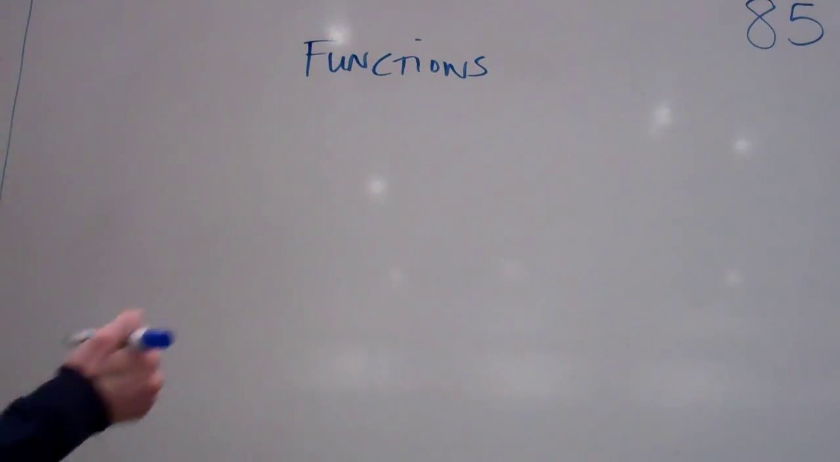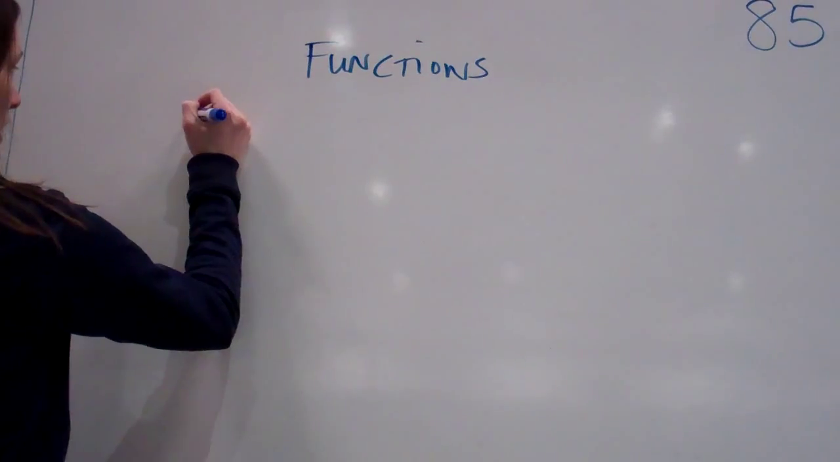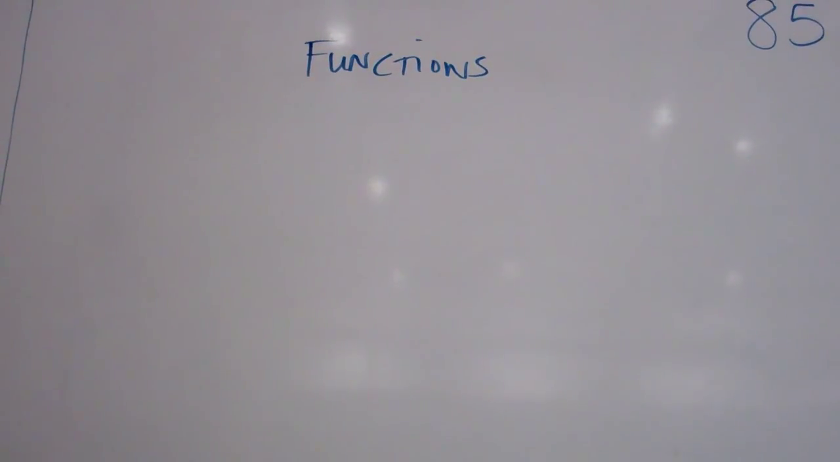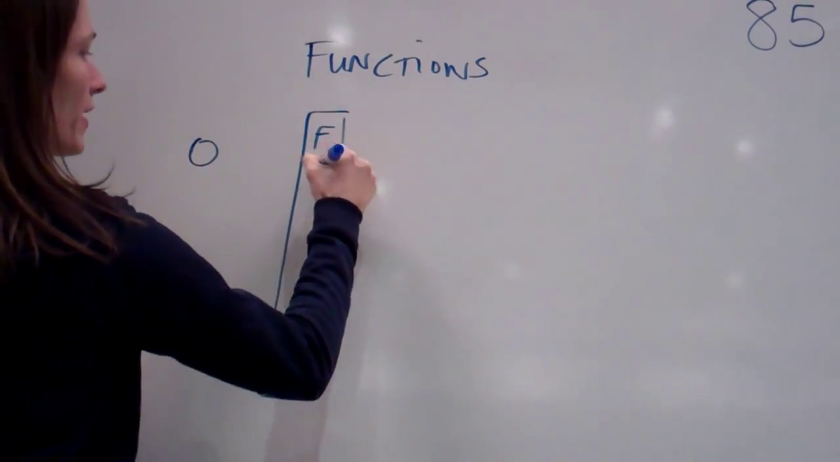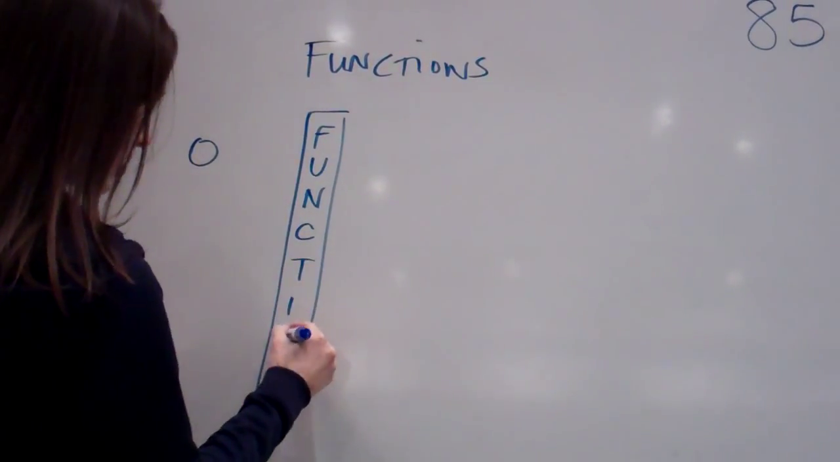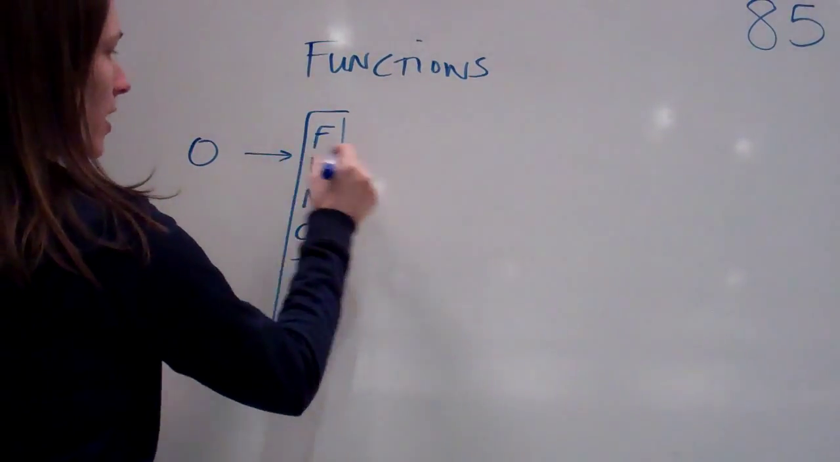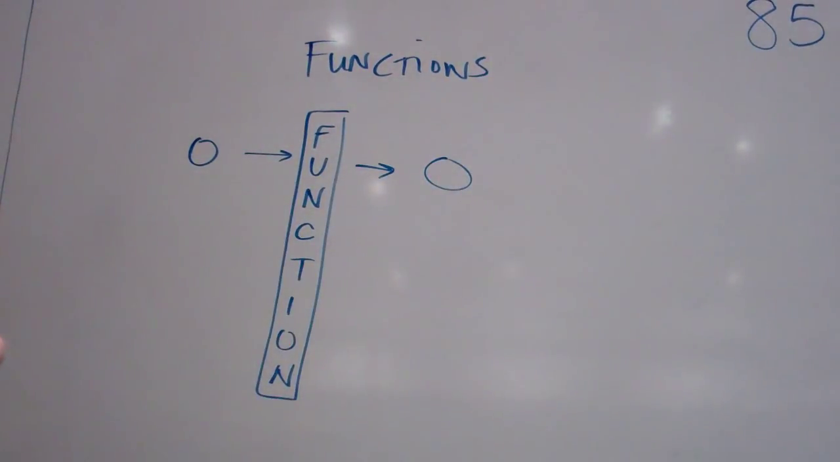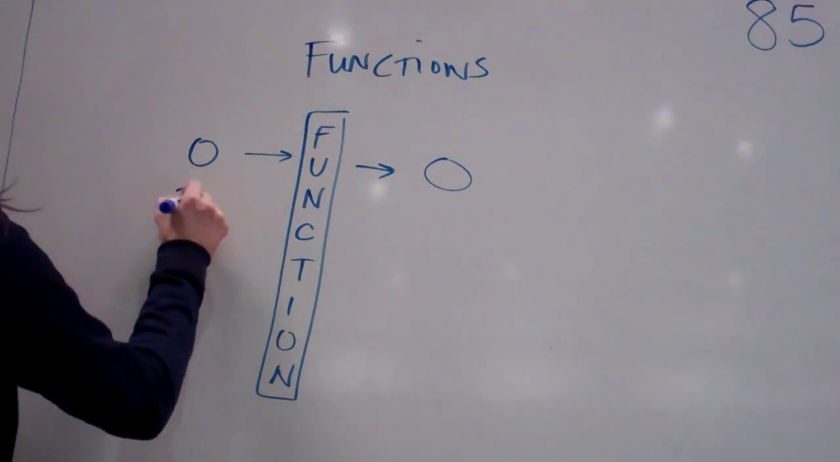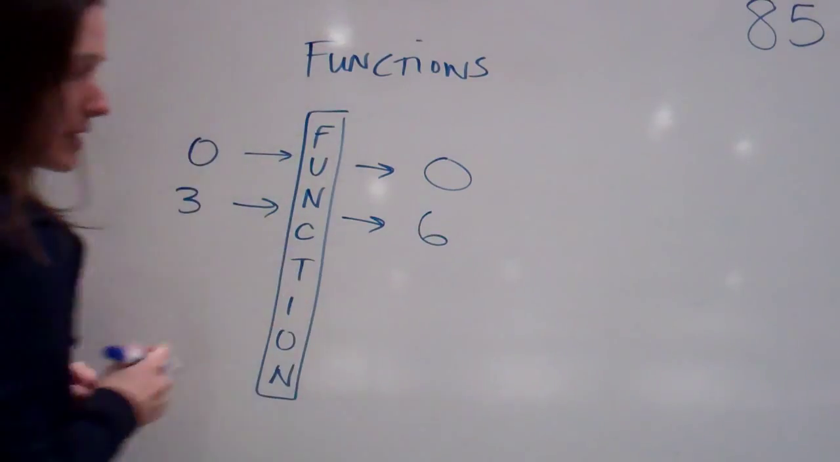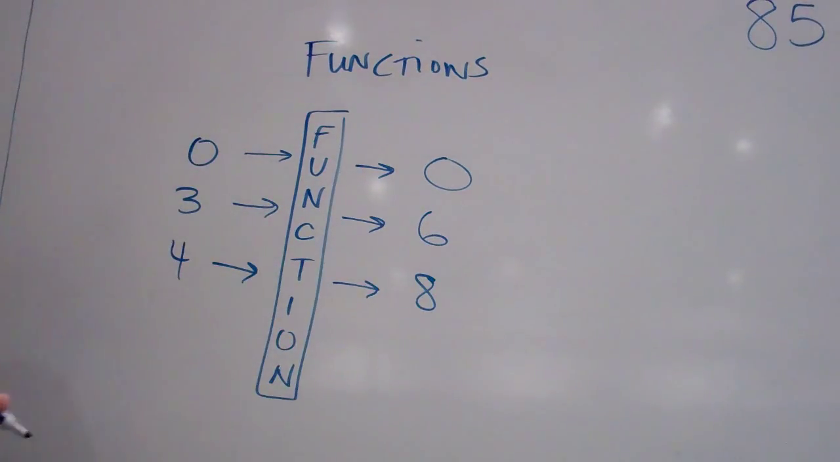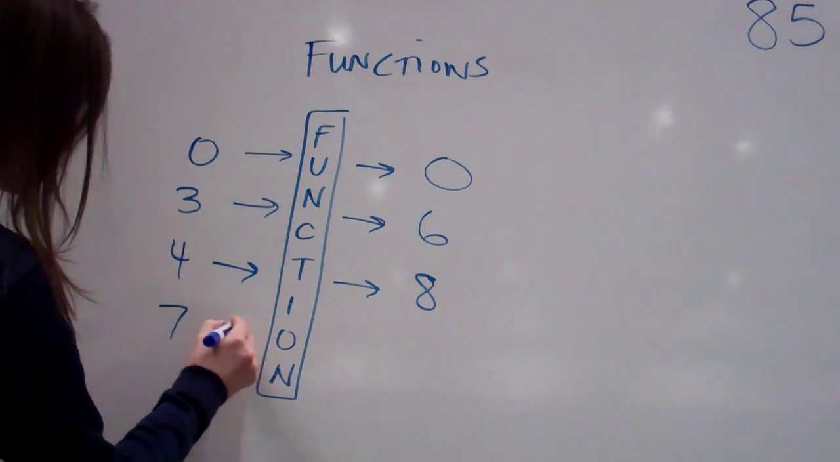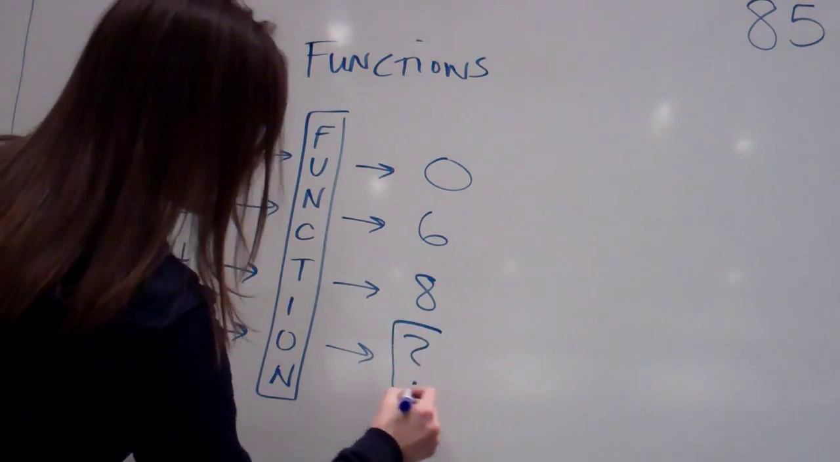Okay, here we go. What they're trying to say is, from 0, I'm going to write the word function right here. I'm going to explain to you what that means. 0 to 0. Stay with me. 3 to 6. 4 to 8. And 7 to, we don't know what the answer is.